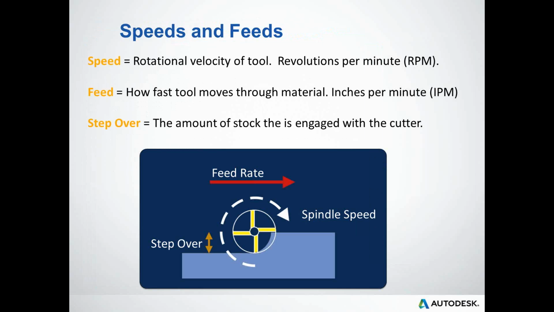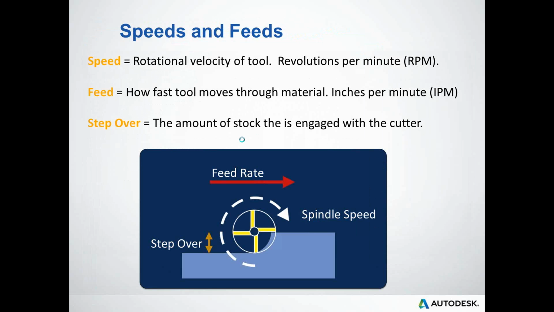Some other terminologies, we have speeds and feeds and step over. The speed is the rotation of the tool. The feed is how fast that tool moves through the material, whether it be aluminum, high-speed steel, cast iron. Feed rates adjust based on the material type, or the programmer would adjust the feed rates based on the material type and also the speed. And then we have the step over, which is how much of the tool is actually engaged with the material.